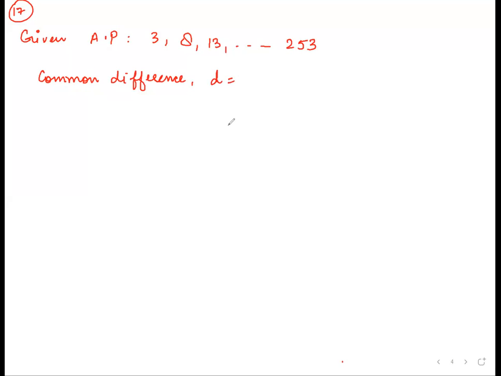Yeah, Rida, common difference is basically the difference between the two terms, right? It's clear from the name also, it's difference. Like what is the difference between the terms? Can you hear me?